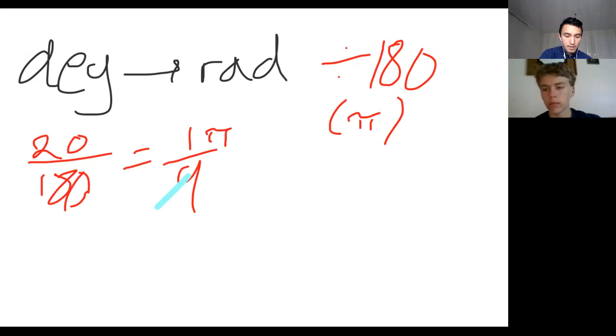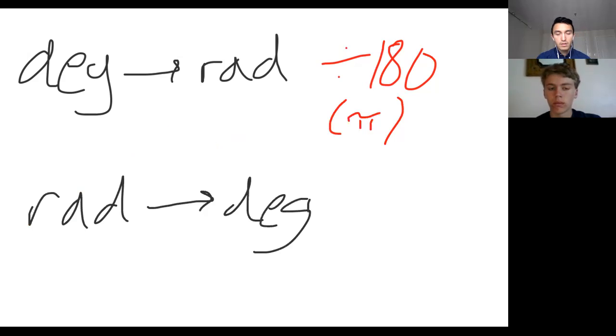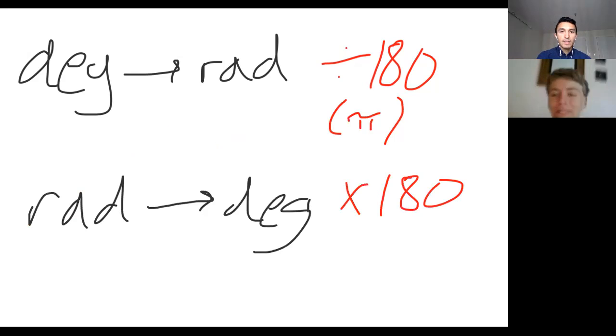And then going backwards, if I want to go from radians to degrees, what do you think we do? You multiply by 180. Exactly. It's that intuitive. You literally just multiply by 180, and then in radians we had pi, but in degrees we don't have pi. So all you do is get rid of the pi that you had.